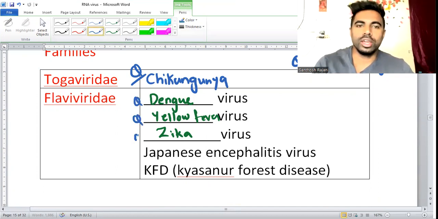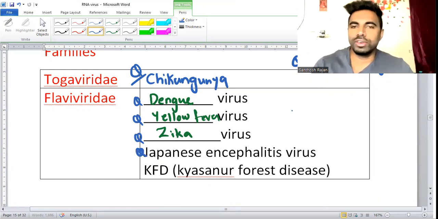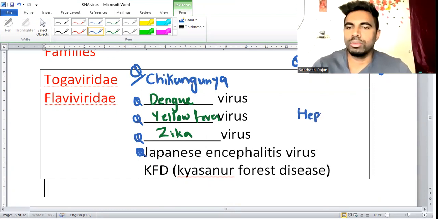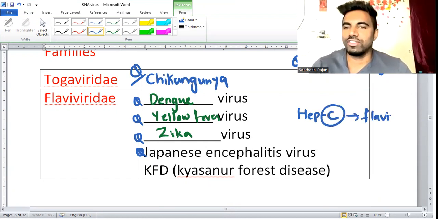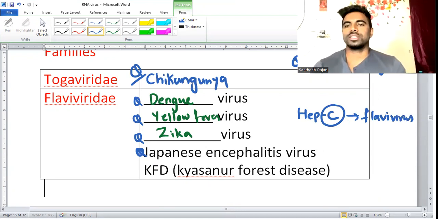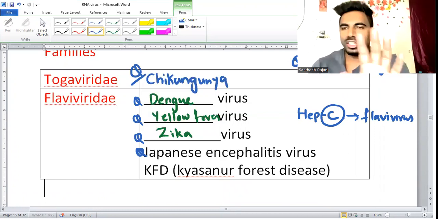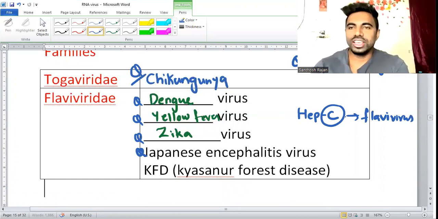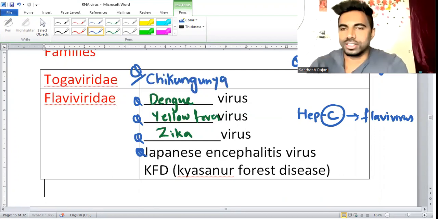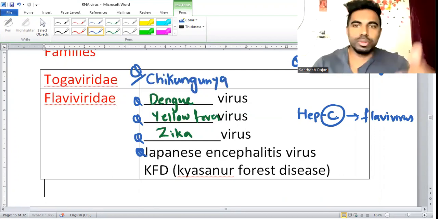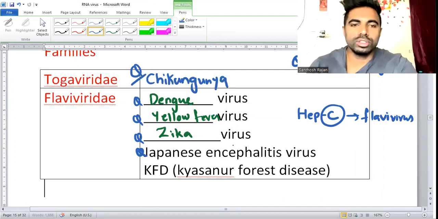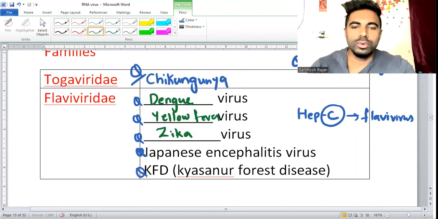But if you remember among the hepatitis viruses, which hepatitis virus is Flaviviridae? Hepatitis, chocolate flavor, C. C is flavivirus, chocolate flavor, flavi flavor, right? Hepatitis C is flavivirus. A is picornavirus, B is a DNA virus, hepatitis C is flavivirus, and hepatitis D is nothing. Hepatitis E is E for calicivirus. I'm just repeating it. Okay, and then Kyasanur forest disease. Right. Now, next one.